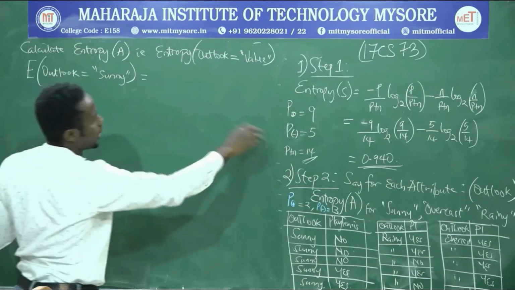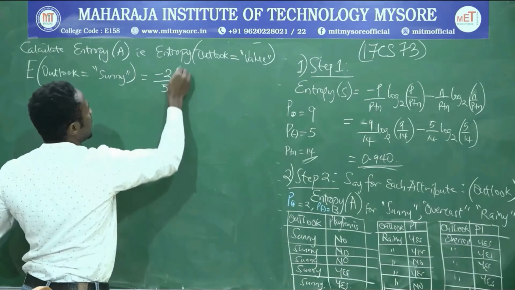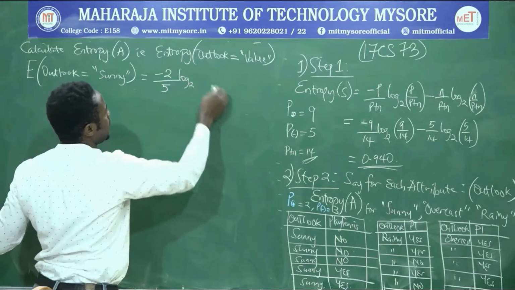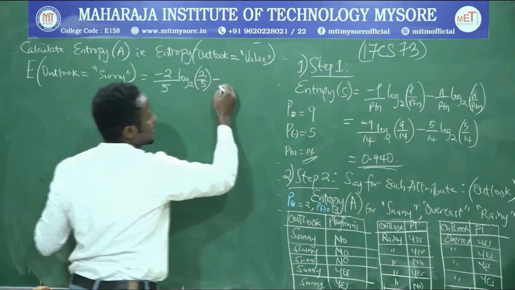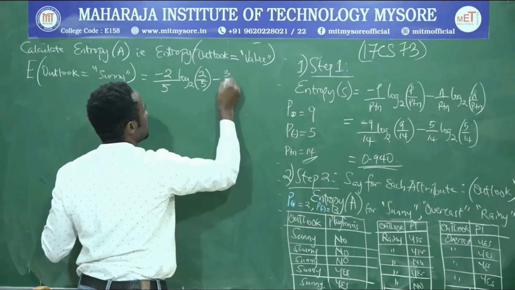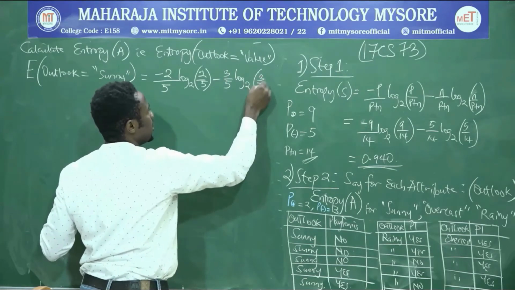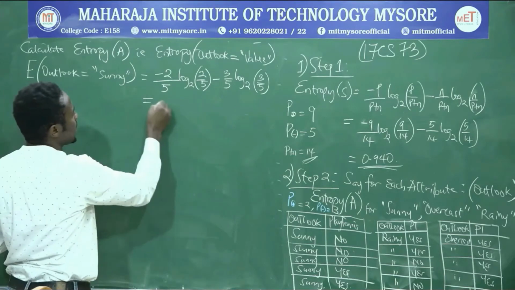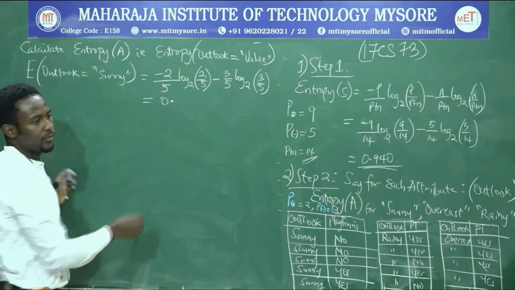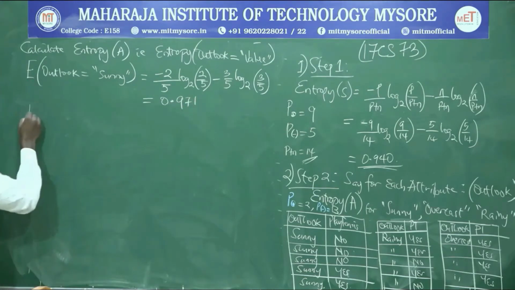3. Which is what? Minus 2 upon 2 plus 3, which is 5, log base 2 of 2 upon 5. Then minus negative samples, 3 upon 5 log base 2 of, again, 3 upon 5. Okay, so grab your calculator and punch the stuff. Evaluate this quickly. You will see it boils down to 0.971.